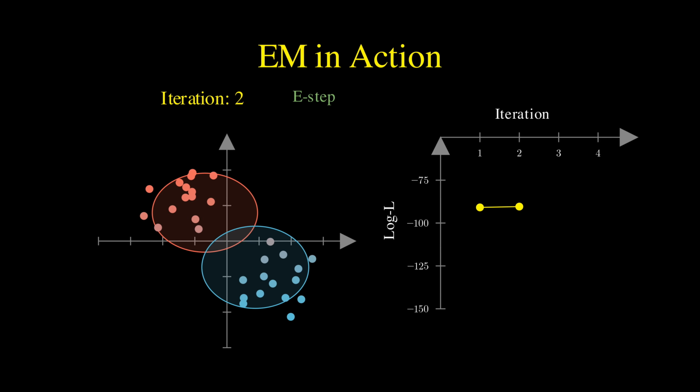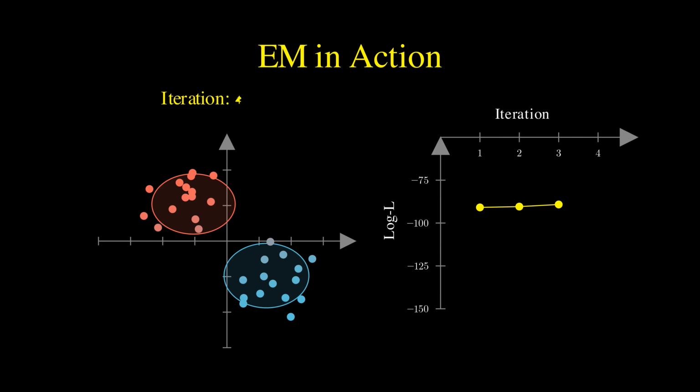So, the algorithm is quite straightforward. Initialize, compute responsibilities, update parameters, repeat. It's guaranteed to increase likelihood at each step, though it converges to a local optimum, which means initialization matters.